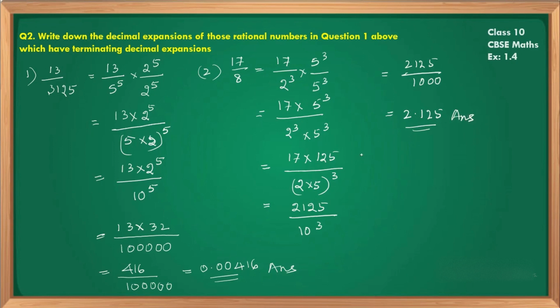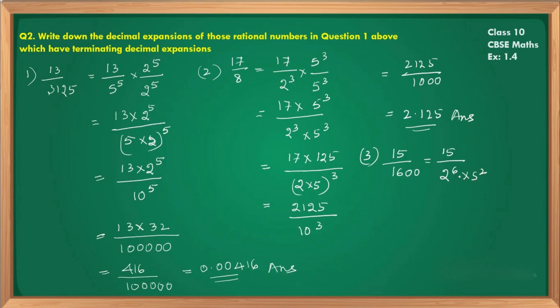Right? Now we go to question number 3. The other number which was terminating in the above question was 15 by 1600. When we factorized 1600, we got 2 to the power 6 and 5 square. So 15 divided by 2 to the power 6 and 5 square. Now we have 2 and 5, alright, but what we don't have is the common power or exponent for them. We have 6 for 2 and power 2 for 5.